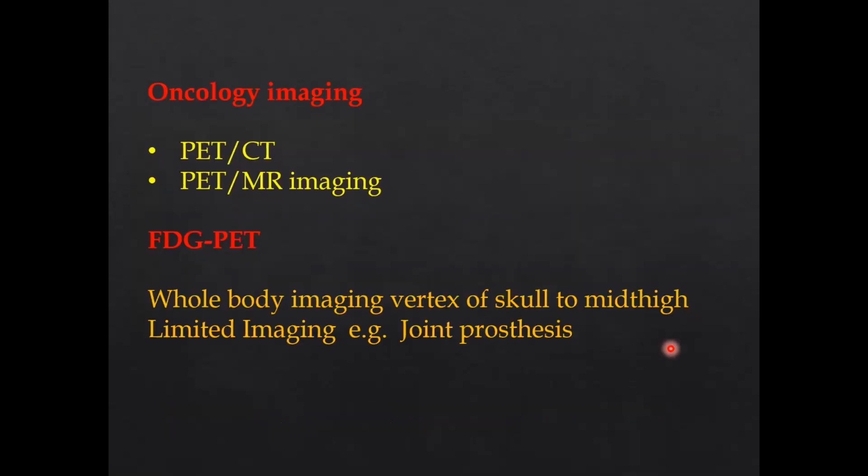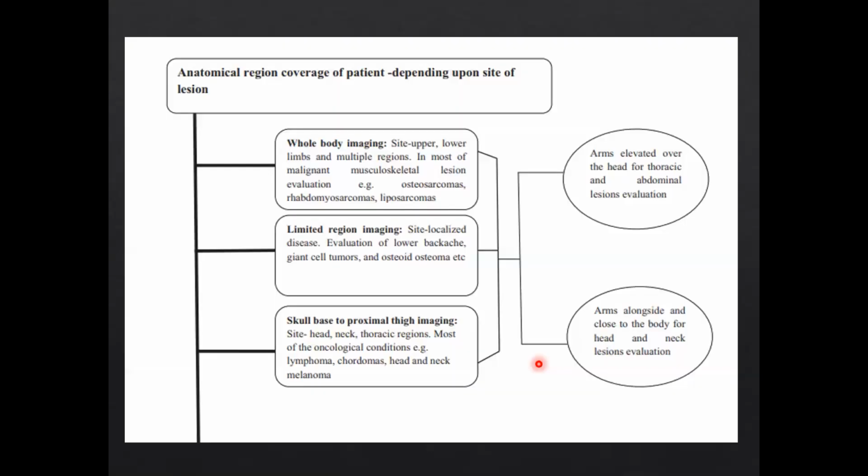So oncology imaging mostly is PET CT, PET MR imaging, but FDG whole body imaging is the commonest and most widely followed protocol, that is from the vertex of skull to mid thigh, and limited imaging, for example joint prosthesis, is one example where we do limited musculoskeletal imaging. So again, this is in relation with the patient site and the protocols: whole body imaging, site, upper, lower limbs and multiple regions. If needed, upper and lower limbs have to be done separately along with the whole body protocol, especially in cases of osteosarcoma, rhabdomyosarcoma and liposarcoma.